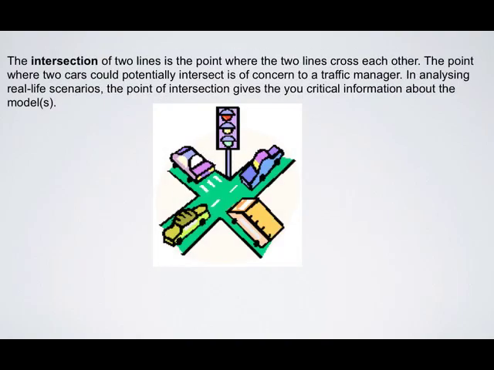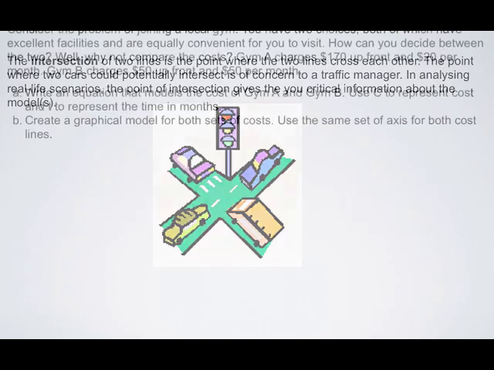A very important part of mathematics is intersections. The intersection of two lines is the point where the two lines cross each other. The point where two cars could potentially intersect is of concern to a traffic manager. In analyzing real-life scenarios, the point of intersection gives you critical information about the models.